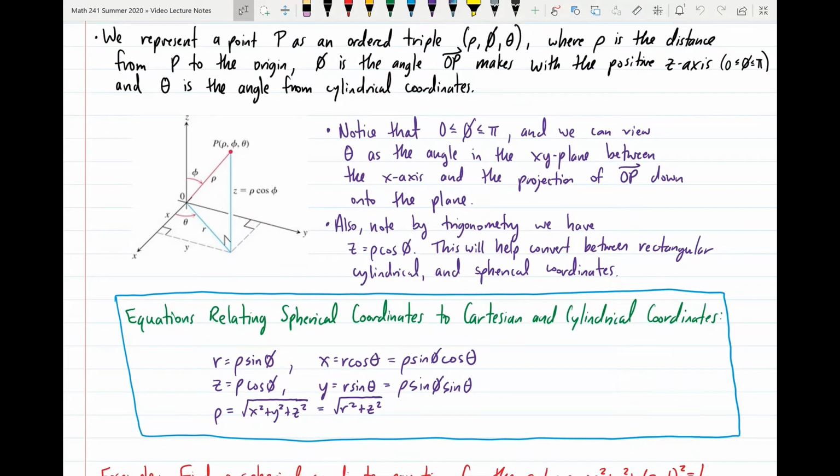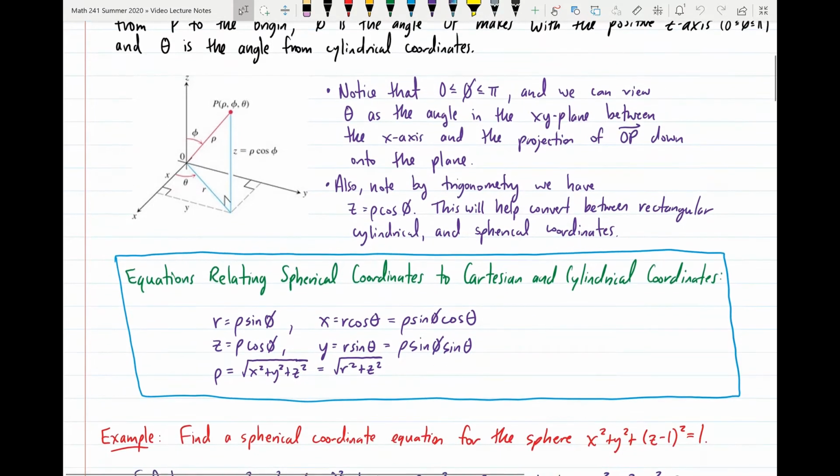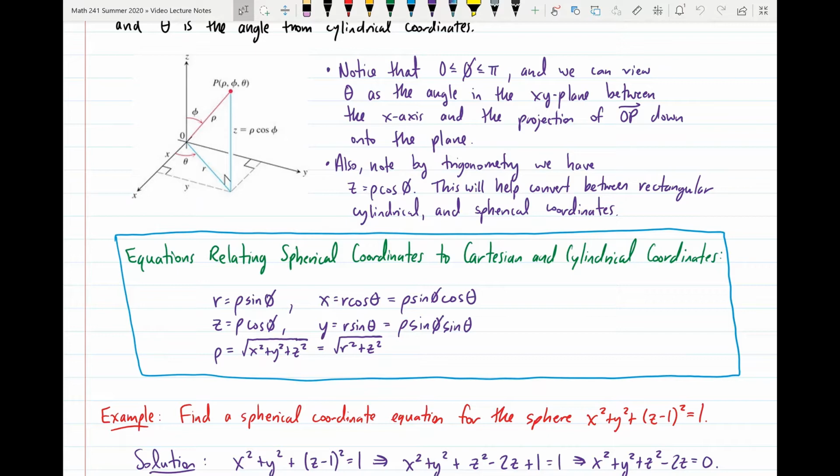So again, notice that phi is always going to be between 0 and pi, and we can view theta as the angle in the xy plane between the x-axis and the projection of the vector from the origin to P down onto the plane. And also note, by a little bit of a trigonometric argument, that the rectangular coordinate z is equal to rho times cosine of phi. If you want to see why that's the case, you can just pause the video and think about it for a little bit. And this will help us convert between rectangular, cylindrical, and spherical coordinates.